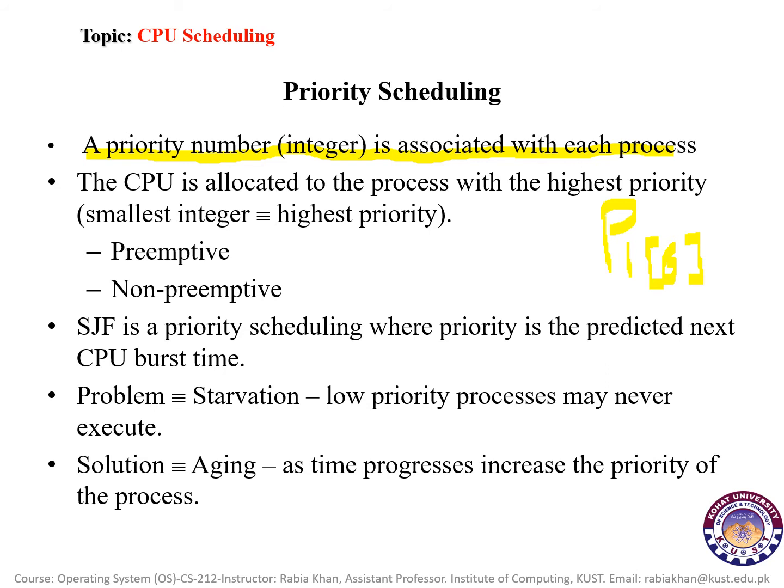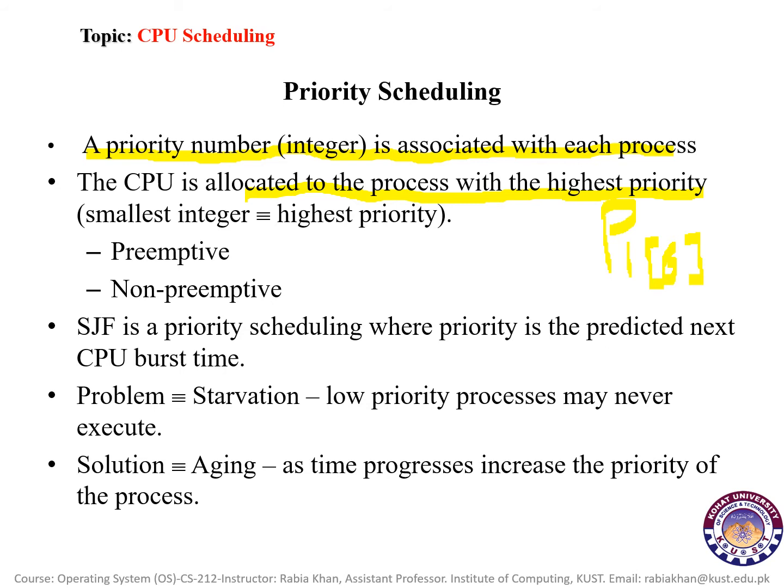So the CPU is allocated to the process with the highest priority. That means the ready queue is arranged or shuffled in the order of the priority of the processes. So the CPU scheduler then arranges the ready queue.